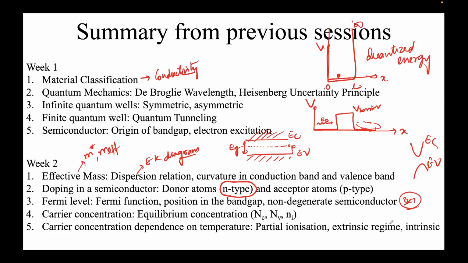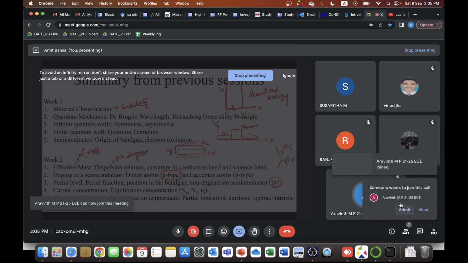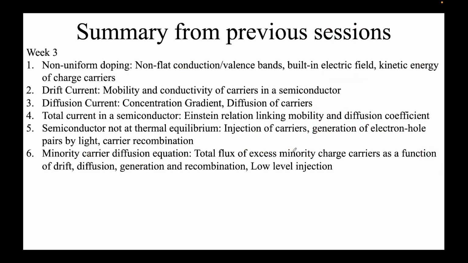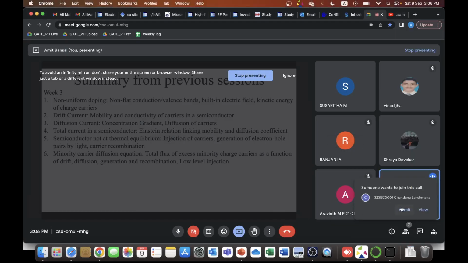Next is the extrinsic regime, where the carrier concentration is equal to the dopant concentration. Finally, if you increase the temperature even further, then the bonds of the intrinsic semiconductor start to break, and once that happens, a lot of electrons and holes are generated, a huge supply of electrons and holes, which can contribute to the current. Now, how do these contribute to the current? We'll see in a minute.